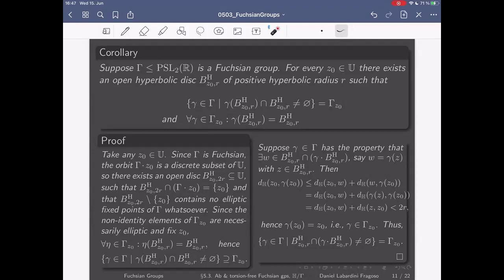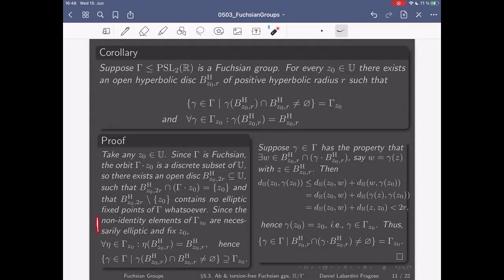And we can also assume that there are no fixed points of gamma, because the fixed points are discrete. So we can always pick 2r small enough so that if there are any fixed points in this open ball, then the fixed point could be Z0, and if Z0 is not a fixed point, then there are no other fixed points in that disk.